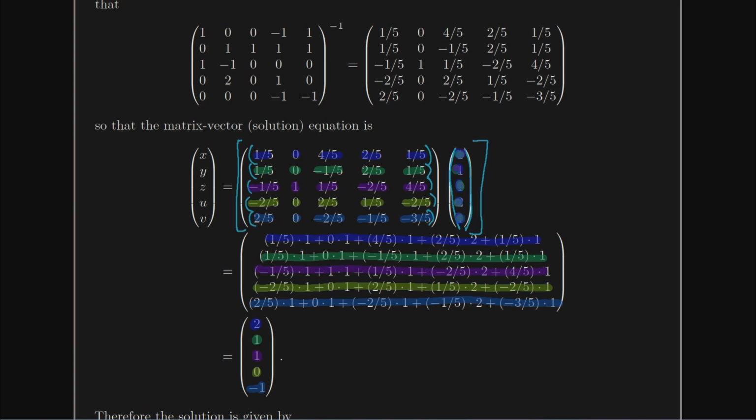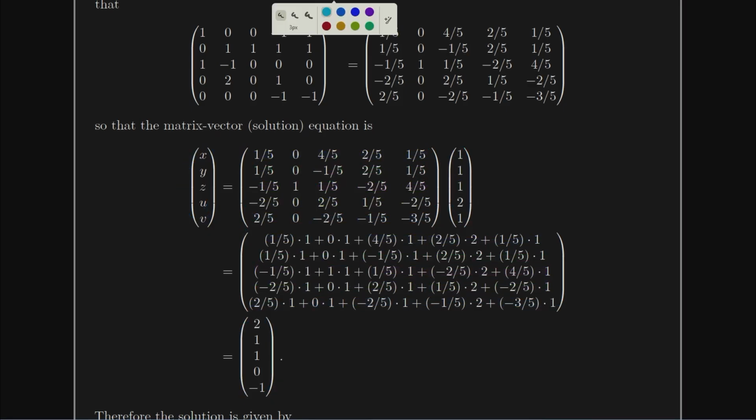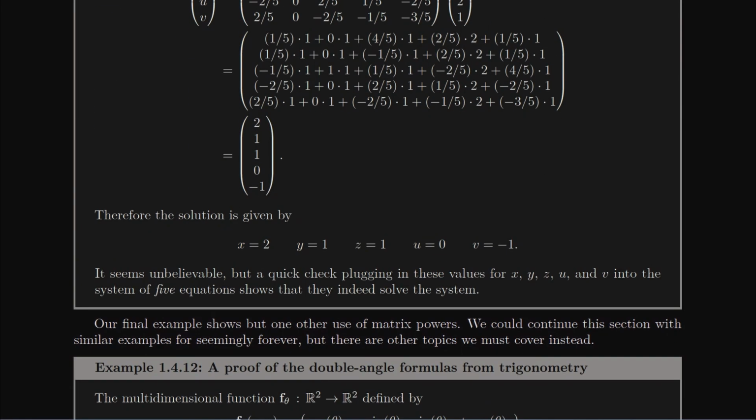Therefore, if you look at the solution, we're just comparing x, y, z, u, v with the vector we just produced, 2, 1, 1, 0, negative 1. We find out that x is 2, y is 1, z is 1, u is 0, and v is -1 as the solution to the original system.